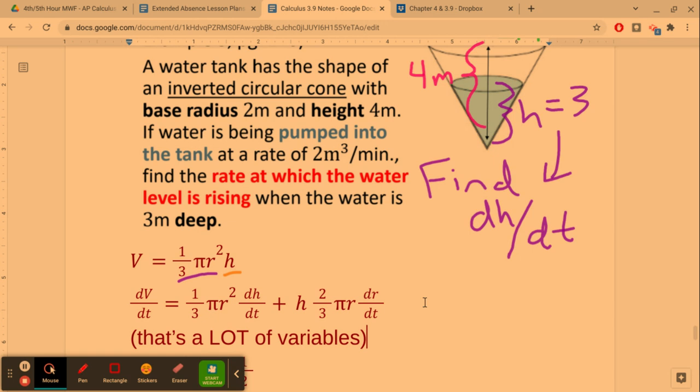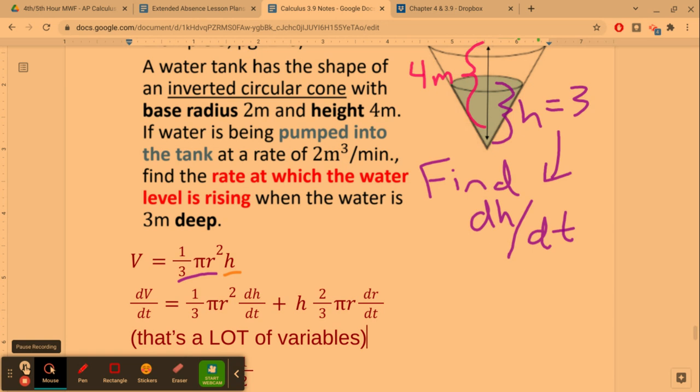All right. So let's talk about what we don't know. What we don't know is anything about the radius at the moment. We want to find the change of height. We know the height at the moment, but again, the radius at the moment is rather obscure. So what's going on? How on earth are we going to find all these variables?